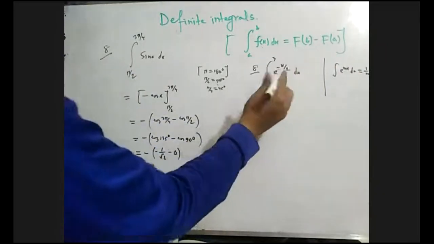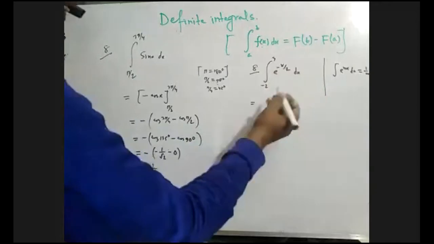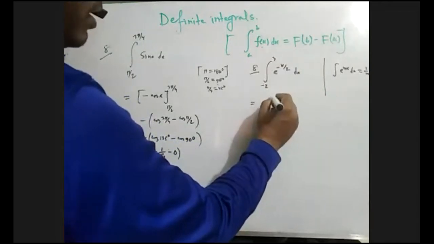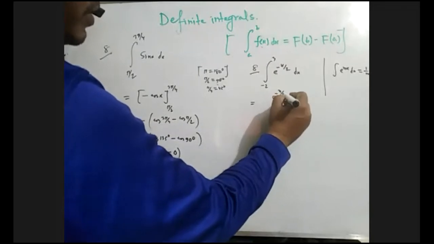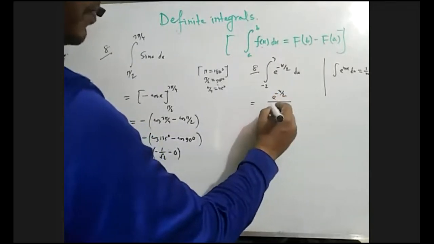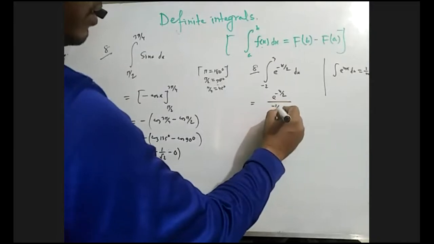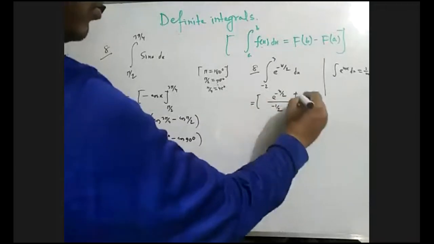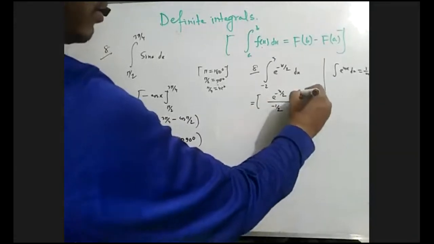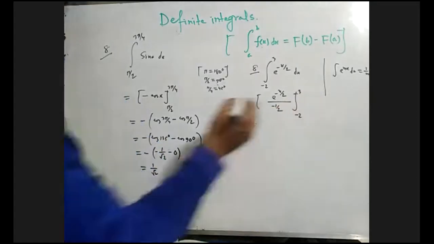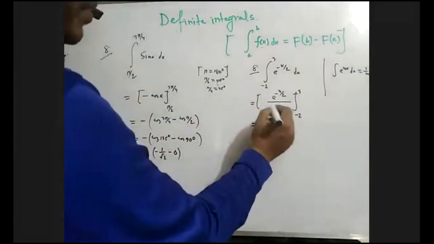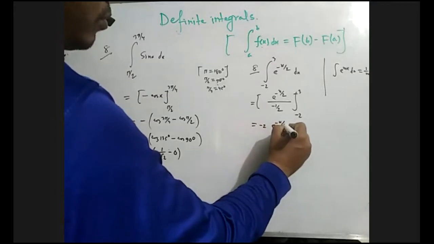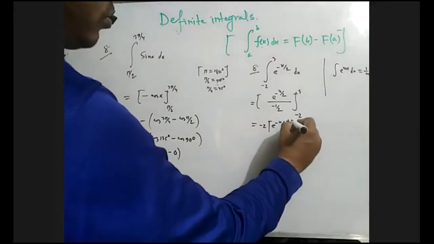Minus half into x equals to what? Minus x by 2. So integration of this will be e to the power minus x by 2 divided by minus half, that is 1 by m. Okay, then the integral value will be within third bracket. Now upper limit is 3 and lower limit is minus 2. So 1 divided by minus half means what? Minus 2. Okay, minus 2, from minus 2 to 3.